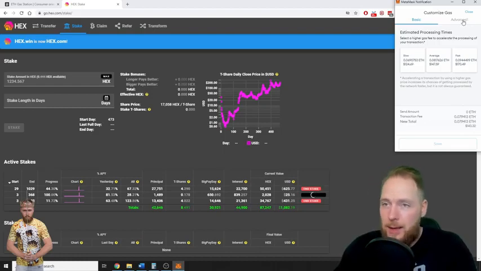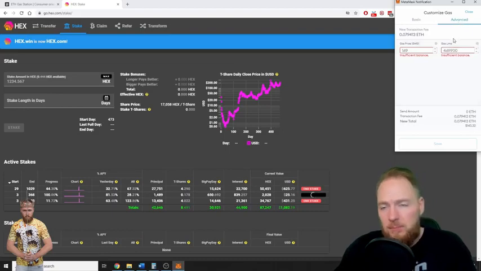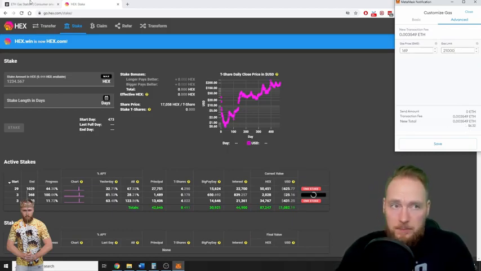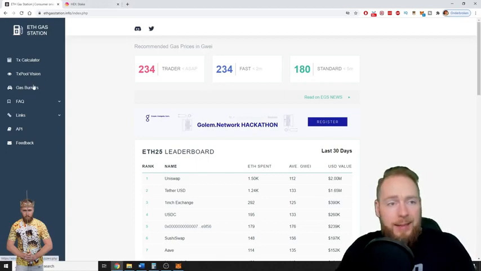So I'm gonna go to advanced. What is the minimum gas limit? 21,000. So we enter 21,000 and boom, it's only $6 now, but it's still $6. So this is a very handy website.